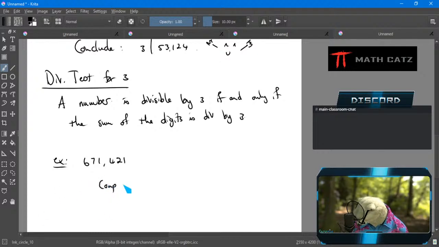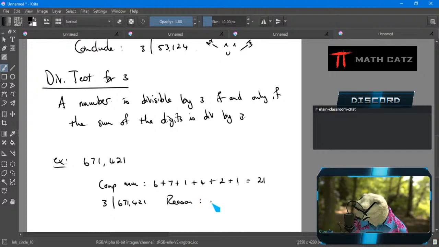My comparison number, I'll call it, is going to be 6 plus 7 plus 1 plus 4 plus 2 plus 1. And what is that? That is 13, 14, 18, 21. Oh, it's 21. It's a coincidence. So I can say that 3 divides into my original number, and my reason is that 3 divides into this comparison number. Now, this is a bad example. I have to change this.